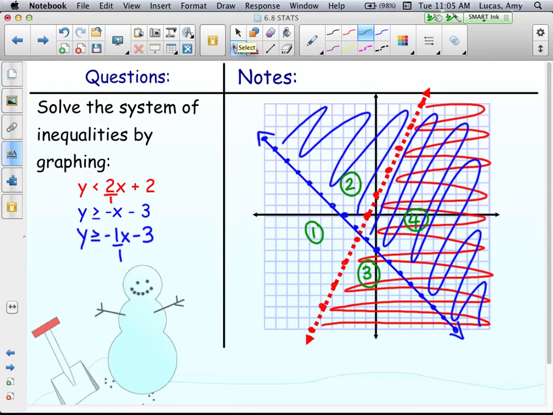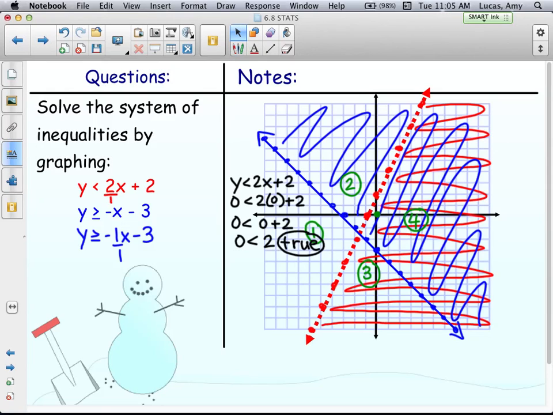So I am going to go with my favorite ordered pair, 0, 0, and I'm going to show you that if I substitute 0, 0 into both of my equations, it's going to be true. So my first was y is less than 2x plus 2. So if I put 0 for x and y, 0 is less than, well, 2 times 0 is 0, plus 2, so 0 is less than 2, true. So that one checks.